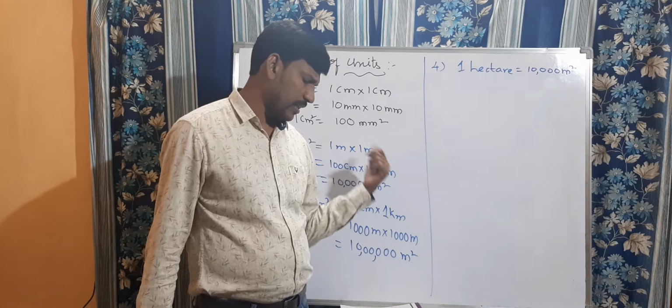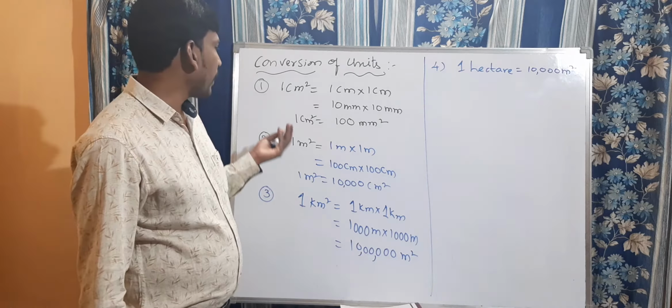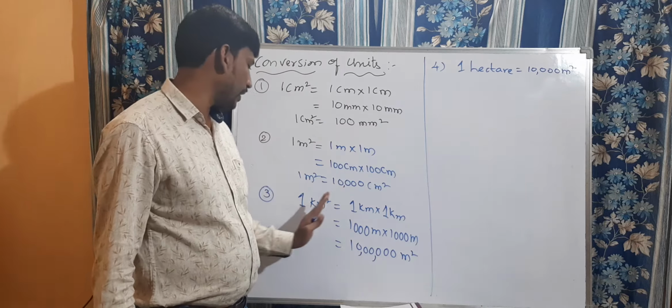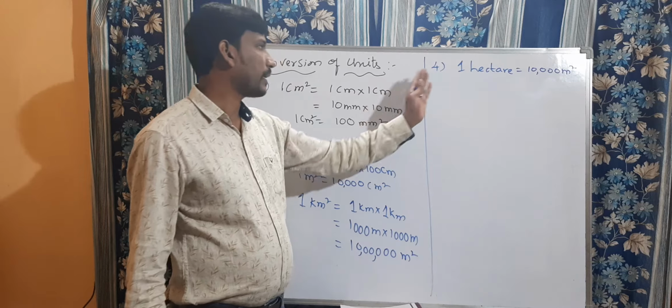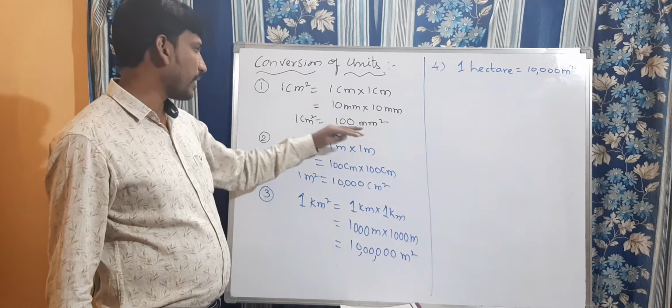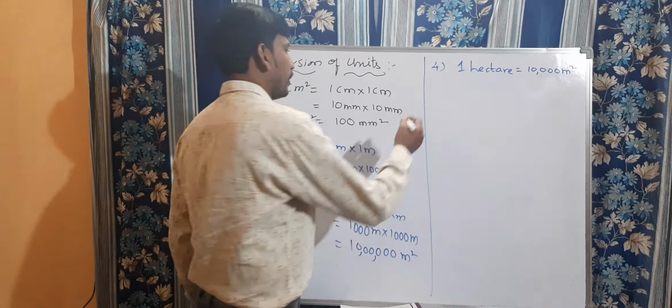In the same way all these. So now here we converted a centimeter in terms of millimeter, meter in terms of centimeter, kilometer in terms of meters, hectare in terms of meters. Suppose if it is reverse. If it is reverse, what will happen? See this here. Fifth one.